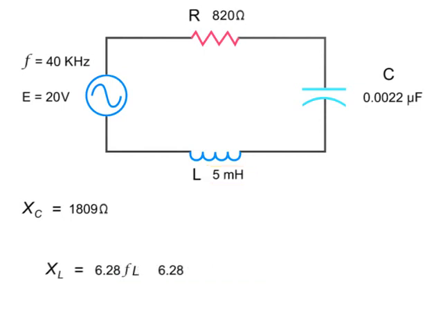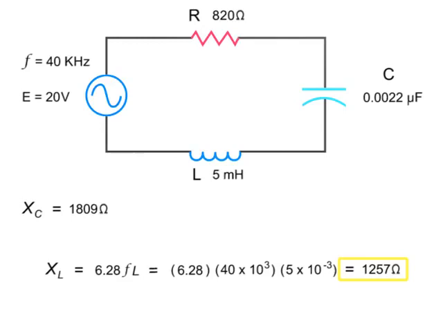Thus, 6.28 times 40 kHz times 5 millihenries equals 1,257 ohms.